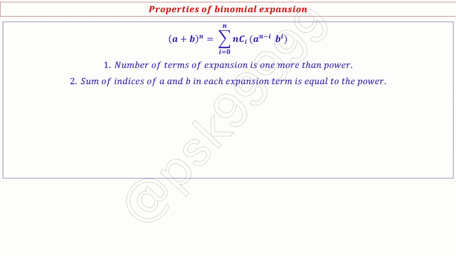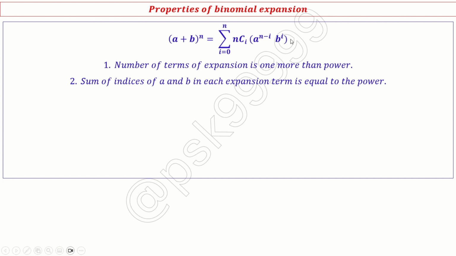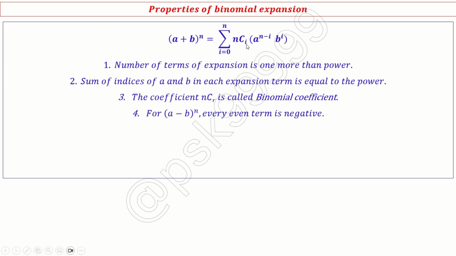Okay. Then, sum of indices of a and b in each expansion term is equal to the power. Each term has a to the power of whatever, and b to the power of whatever, and the sum of these two is equal to n. Something like here n minus i plus i, which is equal to n. Okay. Next is the coefficient. nCr is called binomial coefficient.